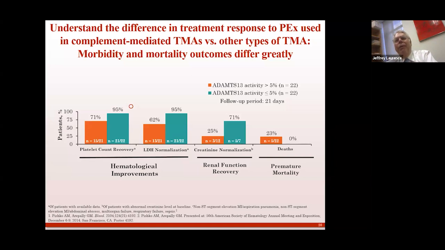I've been involved in several tragic lawsuits where a classic HUS patient with normal ADAMTS13 was given plasma, which is appropriate. As soon as you recognize a TMA from that ISTH guidelines, start the patient on plasma, that's fine. But recognize when their ADAMTS13 comes back as normal that you're not dealing with TTP anymore.